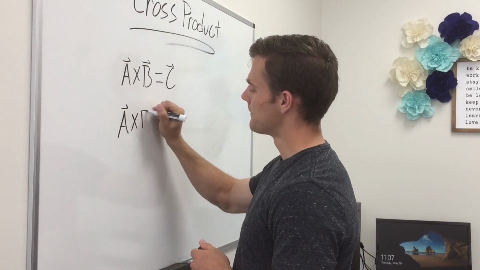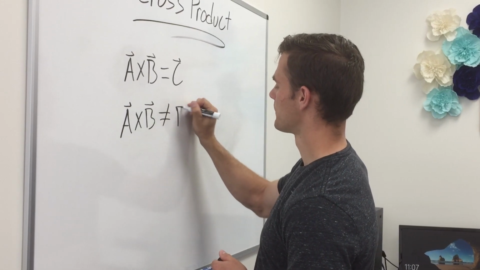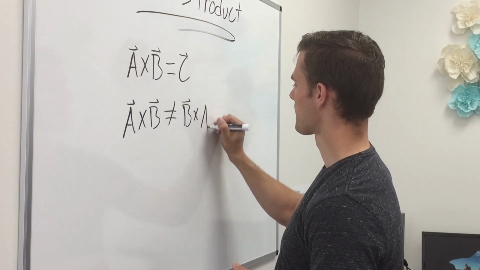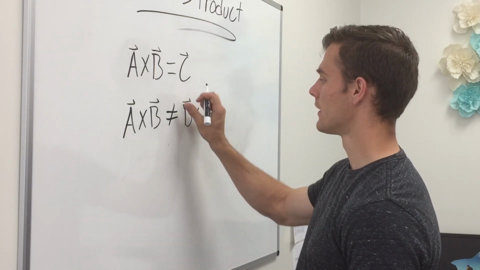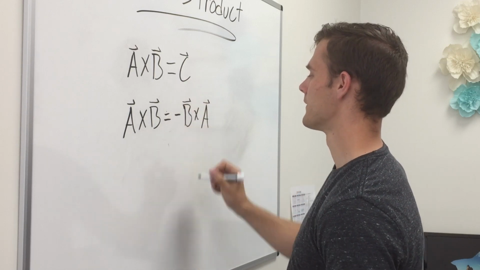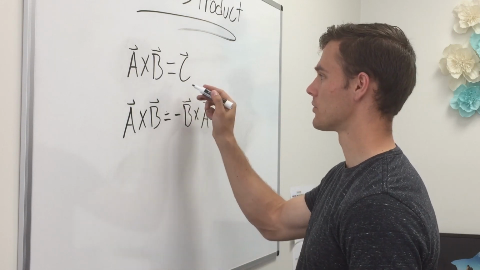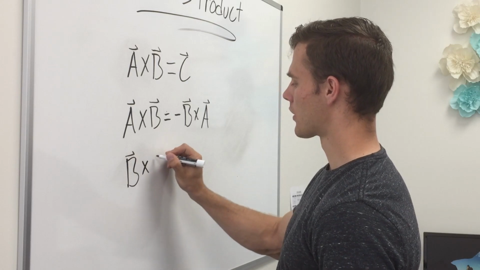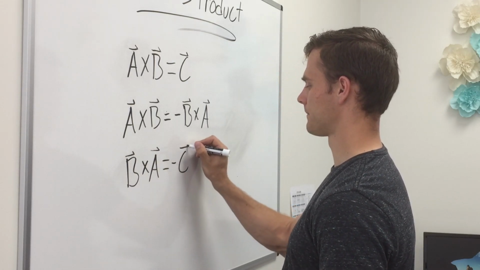So A cross B does not equal B cross A, but rather A cross B is equal to negative B cross A. Or in other words, if A cross B is equal to C, then B cross A is equal to negative C.